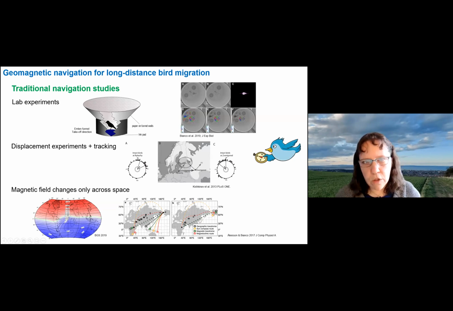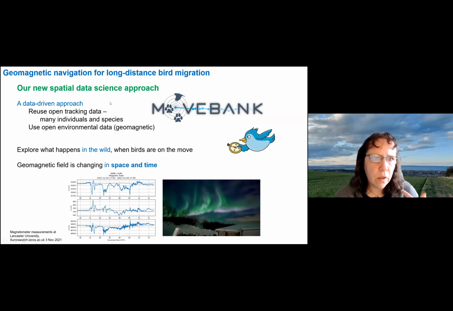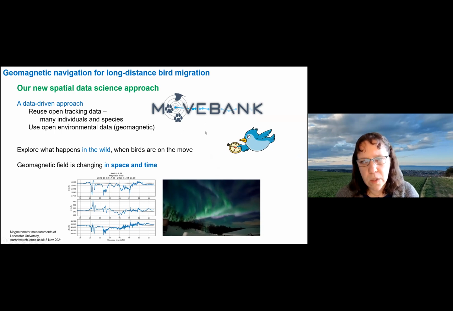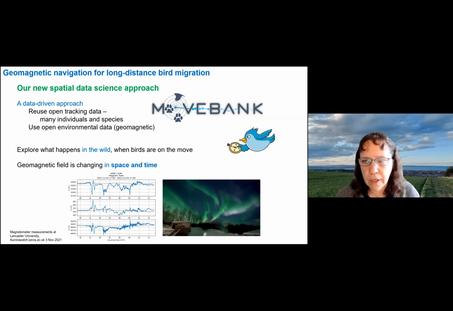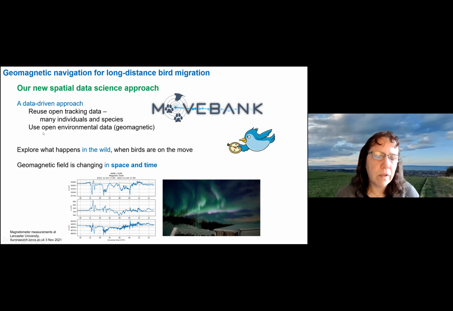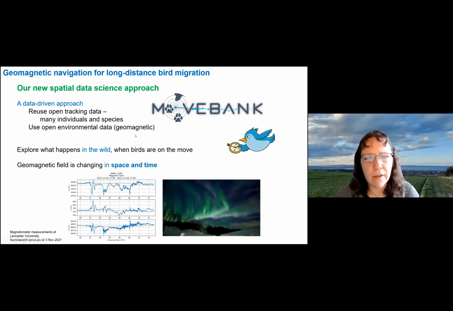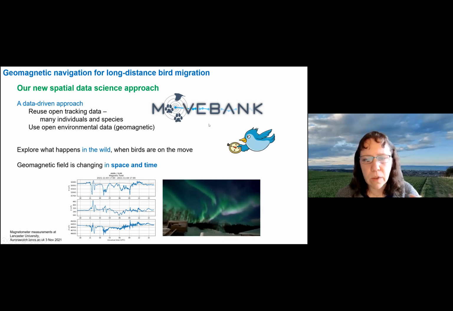So what we are trying to do in my project is bring a completely different approach to this. We're bringing a data-driven data science approach, where we are going to use open tracking data on many individuals and species from MoveBank. MoveBank is a data portal for animal tracking data hosted by the Max Planck Institute of Animal Behavior, who's a partner in this project. We will link that to open environmental data, in this case geomagnetic data, and then look with various data science methods at what really happens in the wild, when birds are on the move.